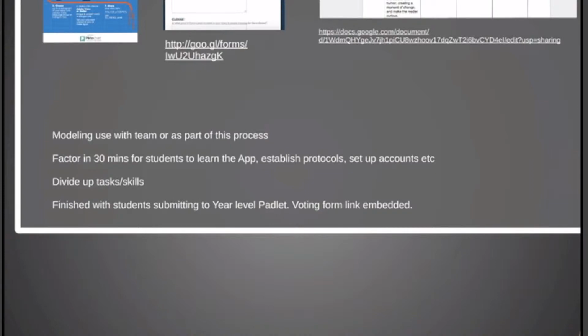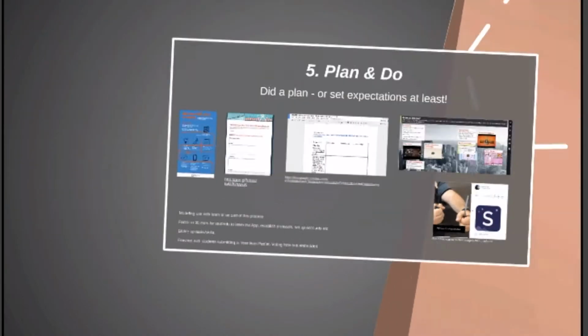There was lots of modelling with the team, so it was about teaching the teachers how to do these things. There was a bit of time that we had to factor into the teaching and learning for the students to learn the apps, to establish protocols, to set up accounts. All that just doesn't happen. You sort of need to factor it into what you're doing because you're actually teaching them the skills required to function in that 21st century reality. Okay. It's totally okay to divide up tasks and skills. So we had some staff that are exceptionally good at doing forms now, whereas others are exceptionally good at understanding the sharing permissions in Google, and they can tap into each other again when they need to.